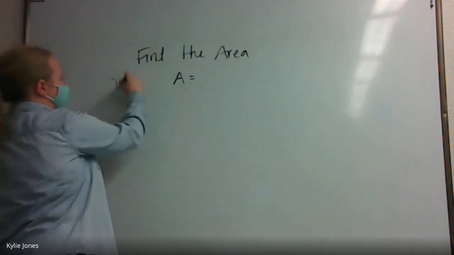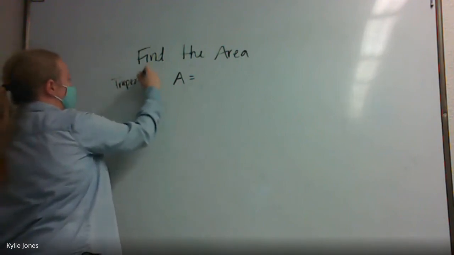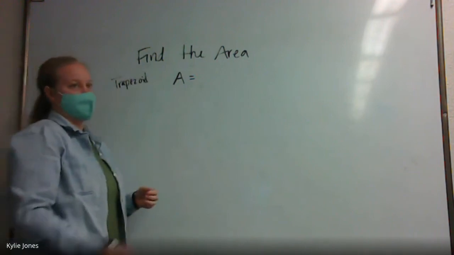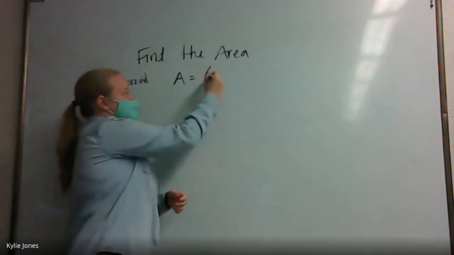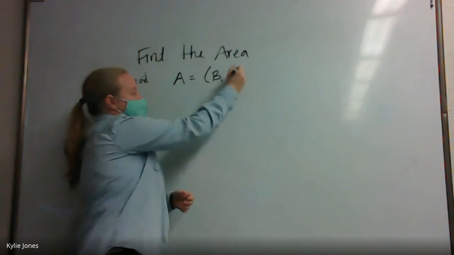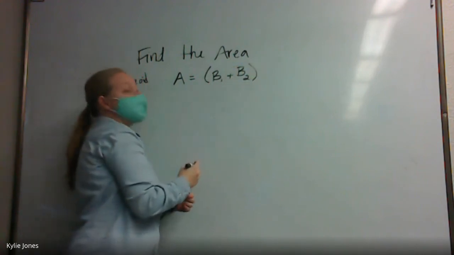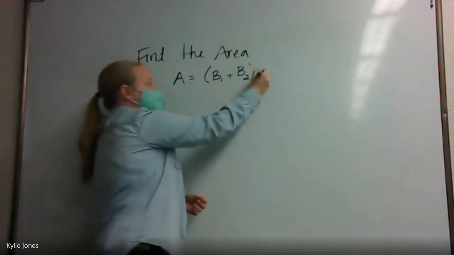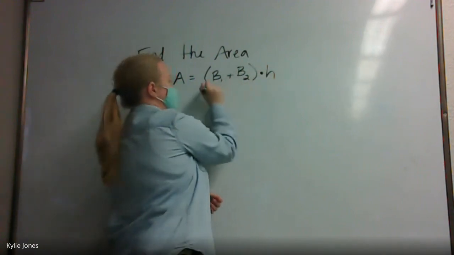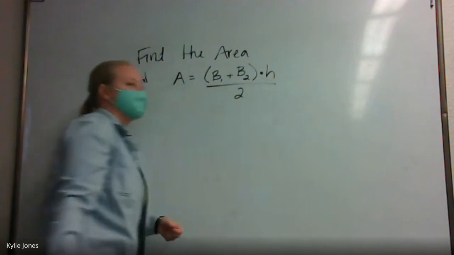Okay, we're going to do a trapezoid next. This is a trapezoid. We'll draw one in a second. How do I find the area of a trapezoid? You have to do base 1 plus base 2, divided by 2. Yeah, good. So base 1 plus base 2 multiplied by the height, and then you divide everything by 2 at the end.